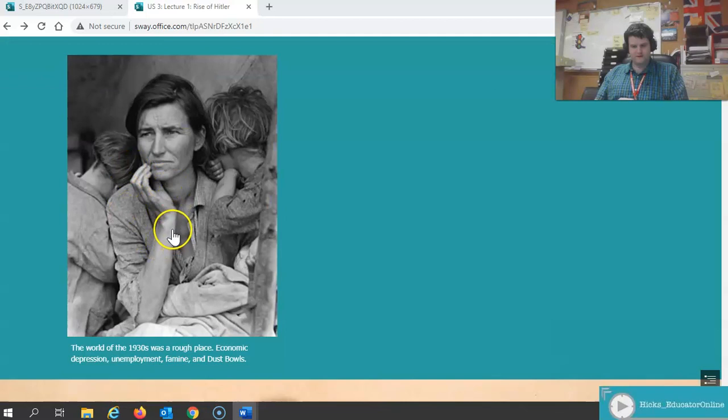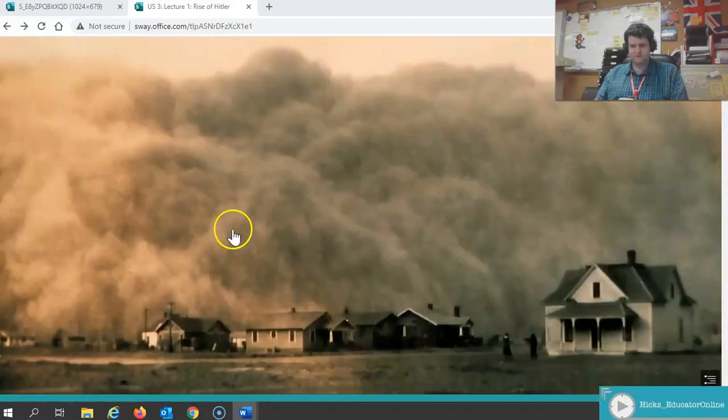As you can see, there's more evidence of this here. Here's a picture of a dust bowl, of a dust storm.